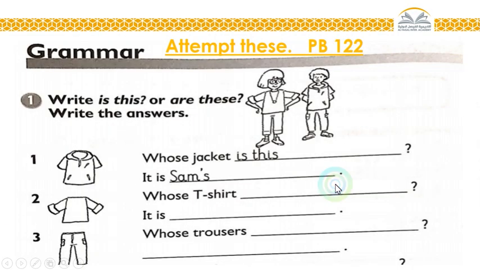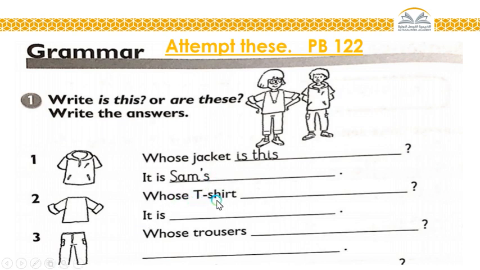Okay? Good. So you have this in your practice book. You're going to ask a question and answer the question. Alright? Write is this or are these? Then write the answers. Now this is an example. We are going to talk about Tilly and Sam. Whose jacket is this? Now who is putting on this jacket among two of them? Of course it is Sam. It is Sam's. Alright? So you're going to read this, complete the questions, and answer the questions.